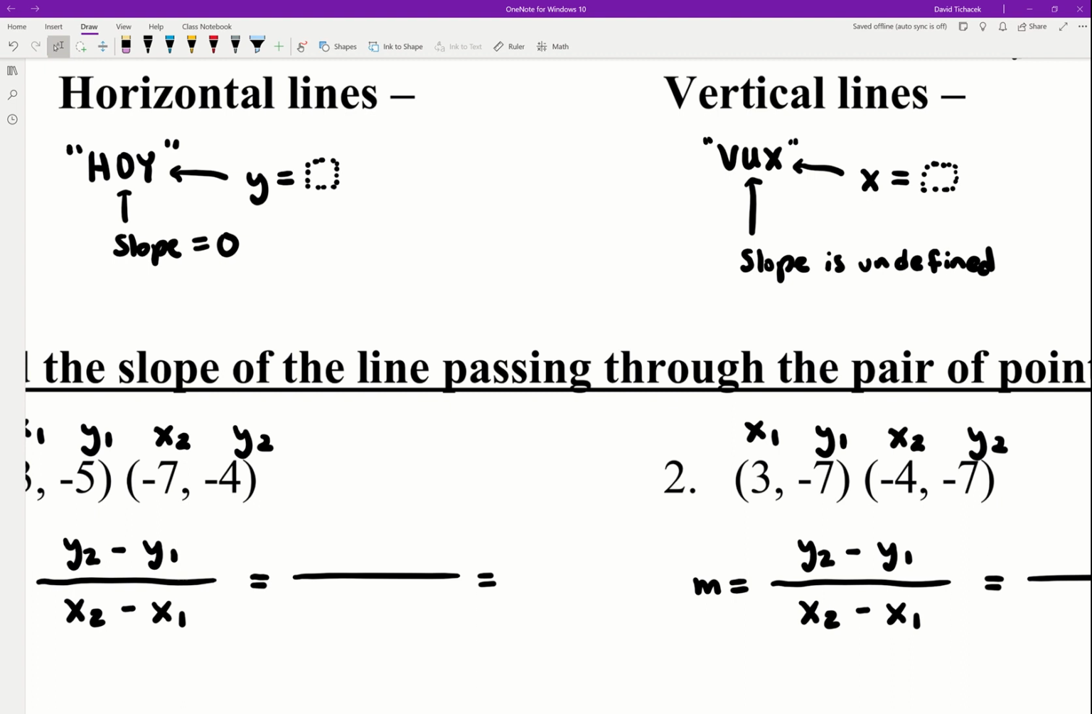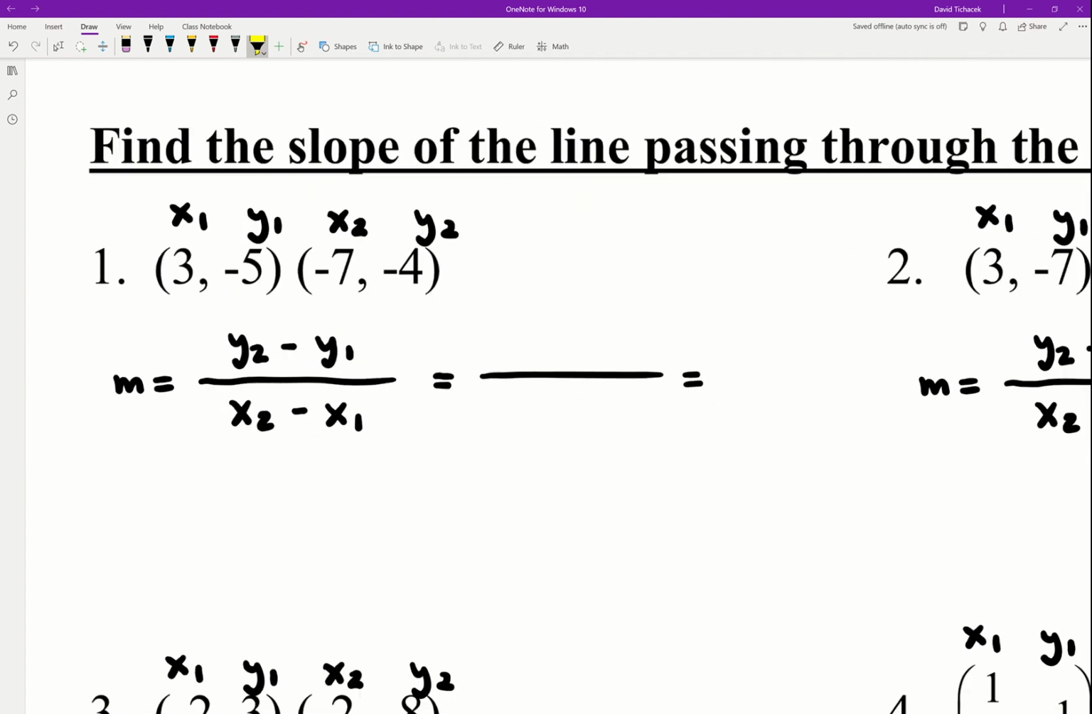Okay, any sort of horizontal line, the Y in HOY stands for the fact that all equations of horizontal lines look like y equals some number. All equations of vertical lines look like x equals some number, so we're going to see that later in the video. And so what I'd like to do now is go ahead and do some calculations of slopes.